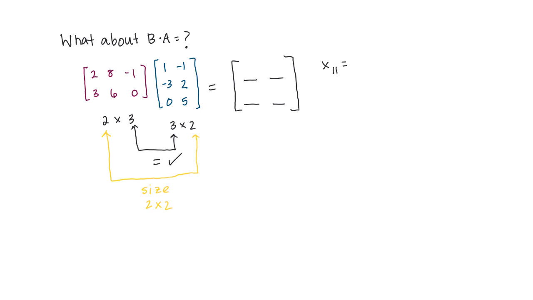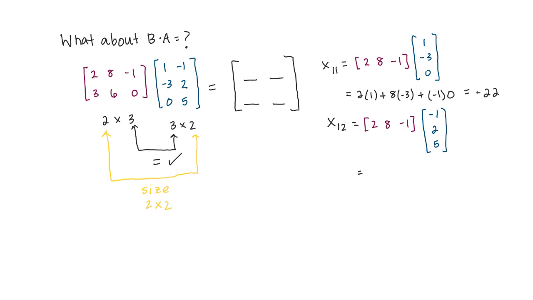So again, identifying the indices, our x11 position is the first row of A multiplied by the first column of B, which produces -2. Our second entry here, first row, second column: first row of A, second column of B. So 2 times -1 plus 8 times 2 plus -1 times 5 gives us 9. So we can fill out our entries for the first row now.